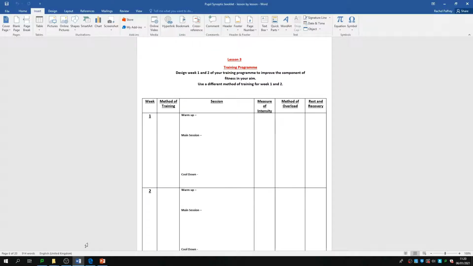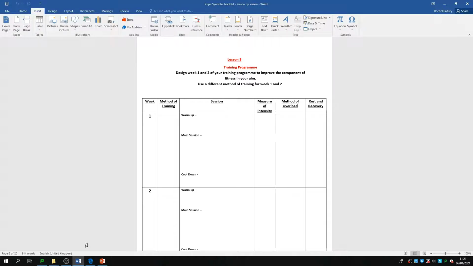Once you've picked your training method, you need to create your session. Your session would be as if you were in a PE lesson, so it needs to be an hour long. For your warm-up, you need to do a proper warm-up. This is pulse raising exercises that get your heart pumping, followed by a series of stretches that are going to stretch the relevant muscles for your session.